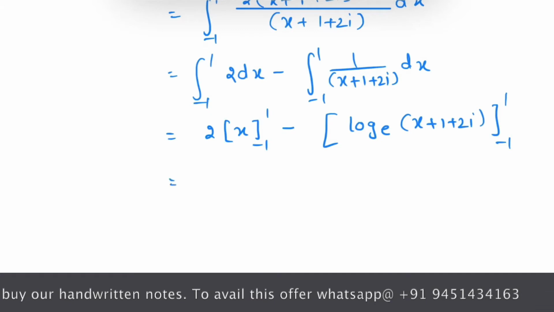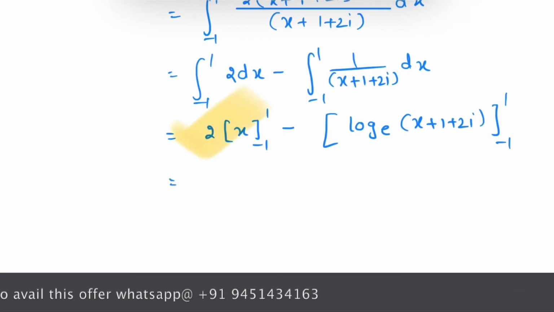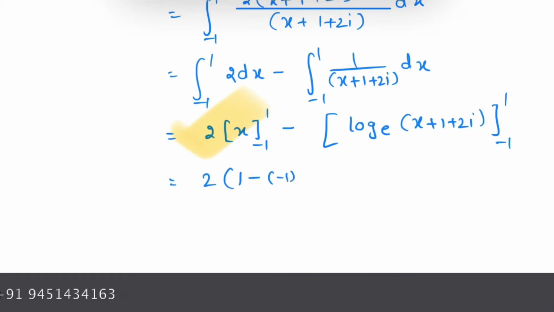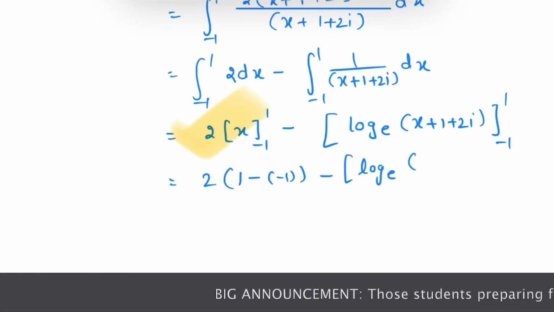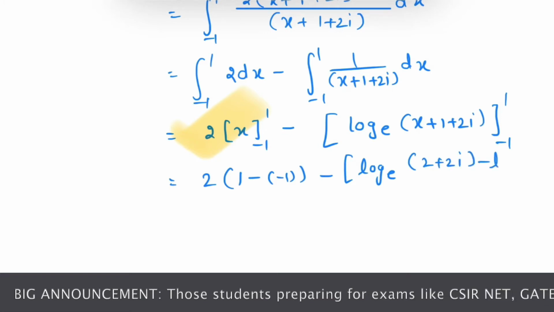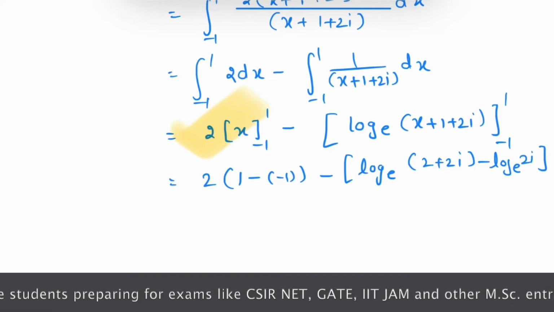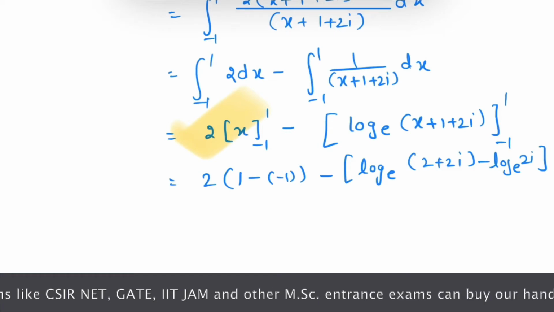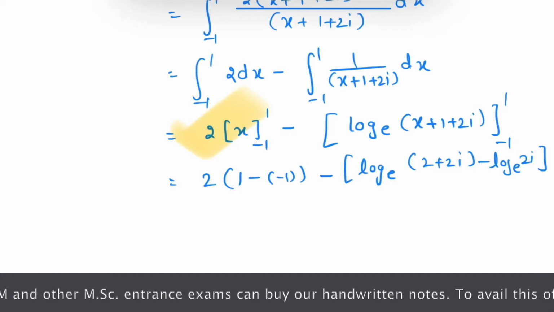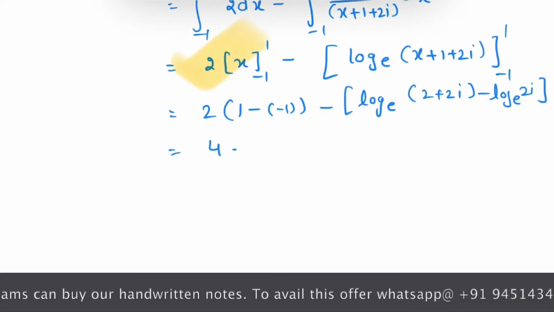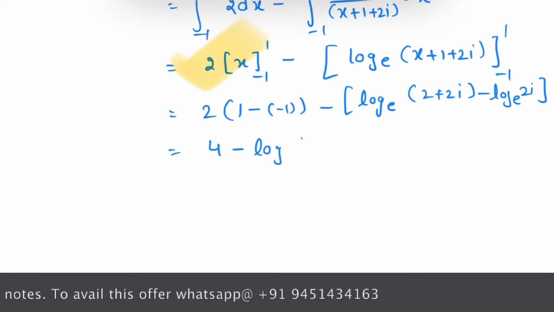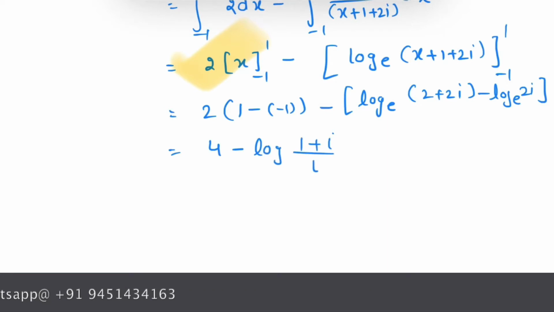So this will be 2 times (1 minus (minus 1)), and now put the limits here. After putting the limits we will get log base e of (2 plus 2 iota) minus log base e of 2 iota. Now we only have to simplify it. After simplification we will have 4 minus log of (1 plus iota) over iota. We have just used the property that log m minus log n is log of m upon n.